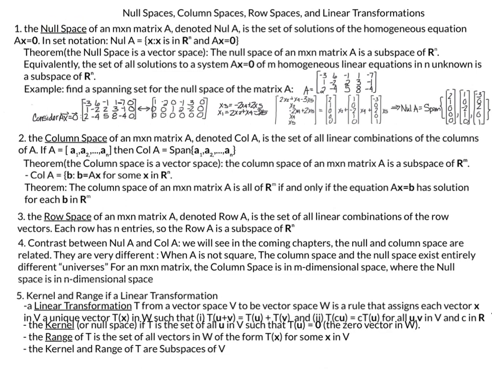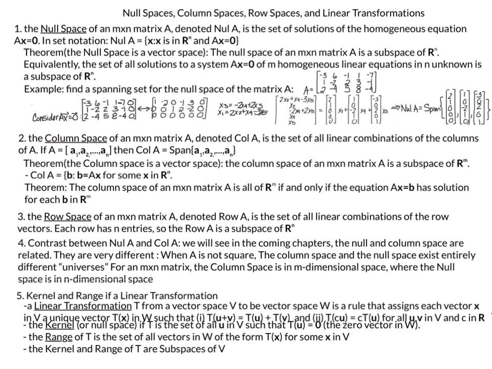The null space of an M by N matrix, denoted null of A, is the set of solutions to the homogeneous equation AX equals 0. So in other words, it's the vectors that get mapped to the 0 vector by the transformation A. We have this theorem here that says the null space is a vector space.